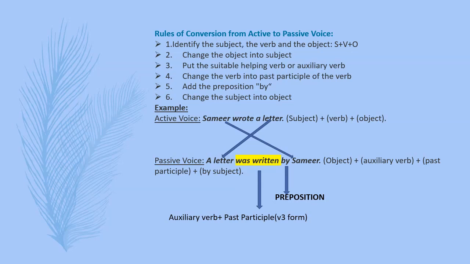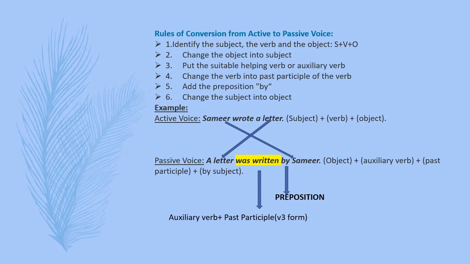Always remember, the tense in case of active and passive voice does not change. But the V3 form of verb is used in all cases of active to passive voice. Fine. Now, a letter was written. That is, written is the V3 form of write. Wrote indicates that the sentence is in simple past tense, and while transformation it becomes written. So as you can see, the third point over here, put the suitable helping verb or auxiliary verb, that we have done here in this case.